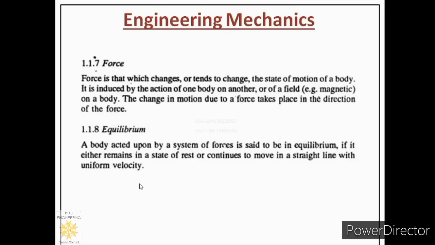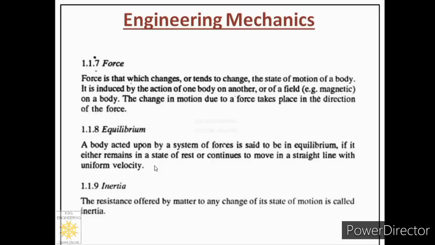Now let us talk about equilibrium. So what is equilibrium? A body acted upon by a system of forces is said to be in equilibrium if it either remains in a state of rest or continues to move in a straight line with uniform velocity. So in this case, basically we cover two things, that if the body is at rest or if it is moving in a straight line with uniform velocity, meaning the acceleration is zero. So in these two cases we can say there is an equilibrium. We will learn in detail about this particular topic, equilibrium, in the coming lectures.